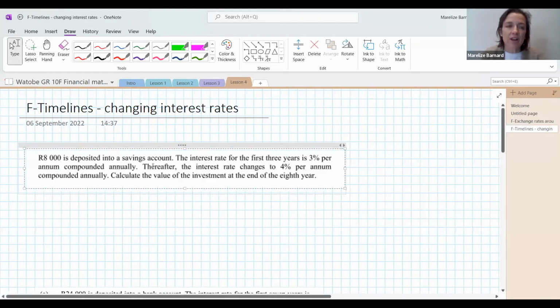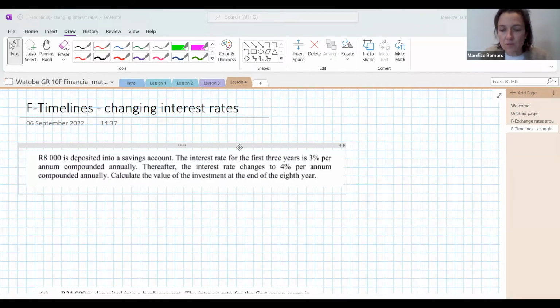So let's get going on our first question with a timeline. And as always, I want you to read through this first problem. And when you are done, post your reading face emoji so that I know that you are done reading it.